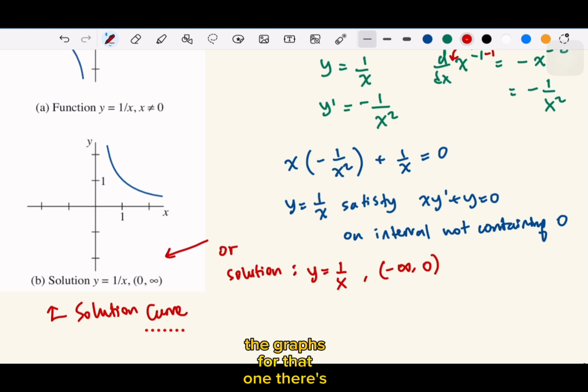If you want to make the graph for that one, that's also fine. Another one, but you need to make it one by one. We cannot take two sides of this one as a solution.